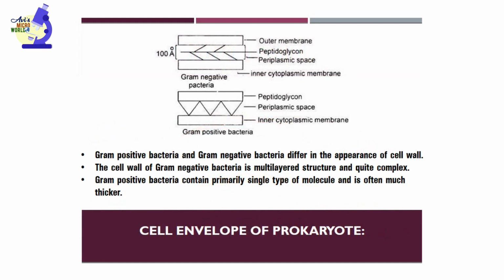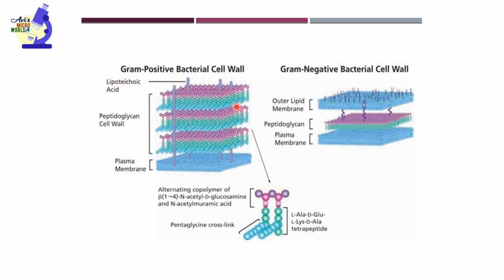The cell envelope of prokaryote. Gram-positive bacteria and gram-negative bacteria differ in the appearance of cell wall. The cell wall of gram-negative bacteria is a multi-layered structure and quite complex. Gram-positive bacteria contain primarily a single type of molecule and is often much thicker.